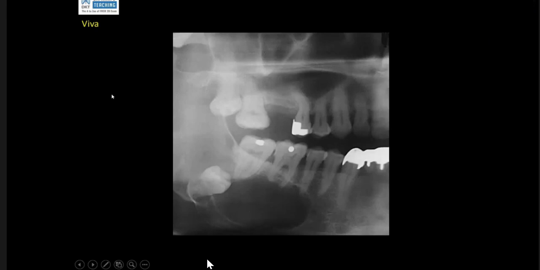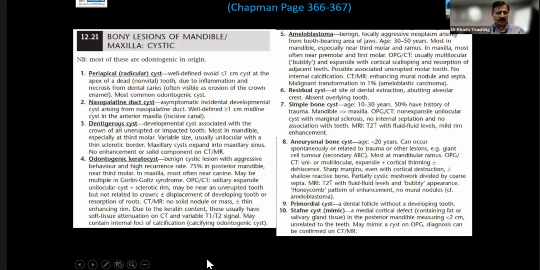This is one of the zoomed images of the OPG focusing on the right side of the mandible. There is a large unilocular expansile lucency adjacent to the unerupted tooth on the right side, adjacent to the right third molar. This is likely suggestive of a dentigerous cyst. Okay, excellent. So if you see here, dentigerous cyst.